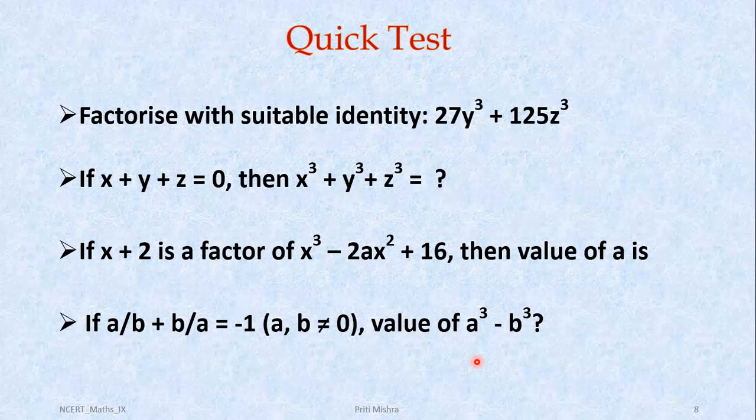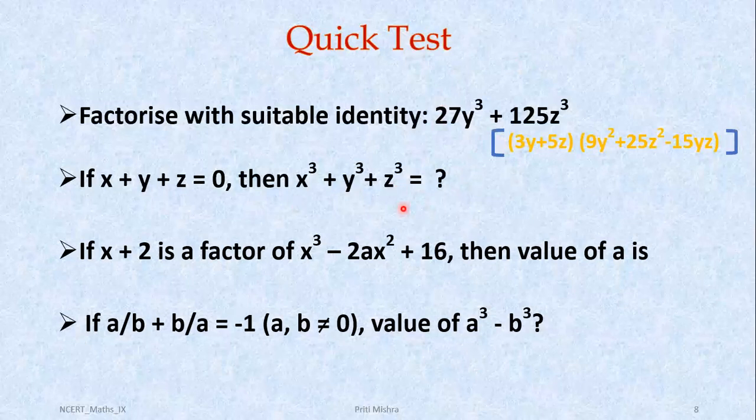I hope you have done the first question. So the answer is, yes, the answer is (3y plus 5z) into (9y square plus 25z square minus 15yz). Here we have used the identity number 6. You have to arrange the terms 27 and 125 in the terms of cube. This is 3 cube and this is 5 cube. Then you can use that identity easily.